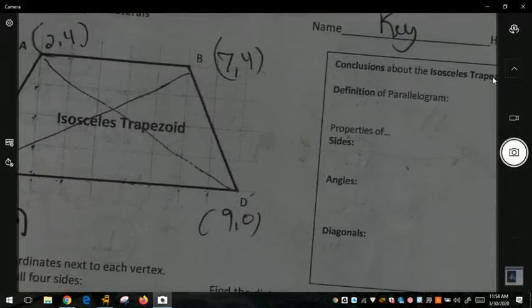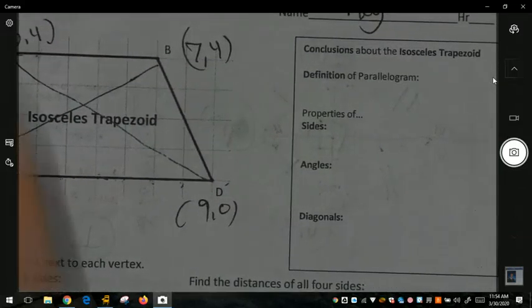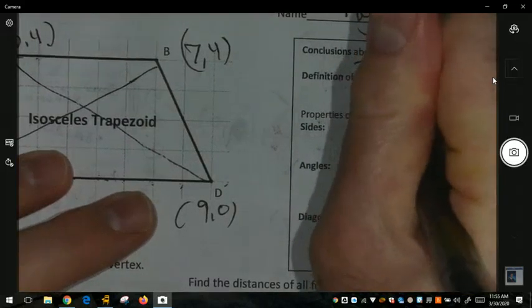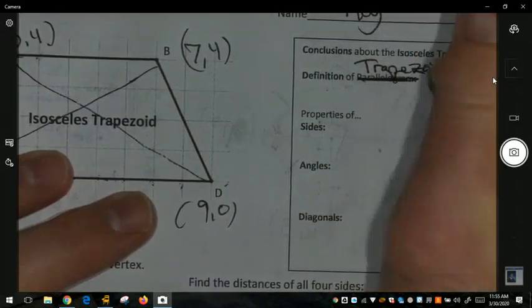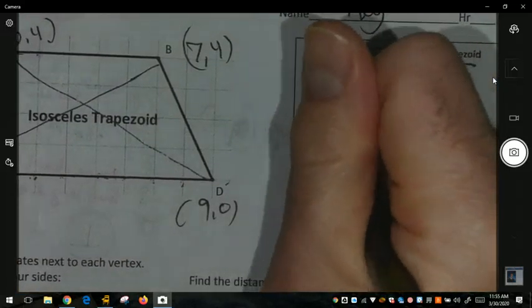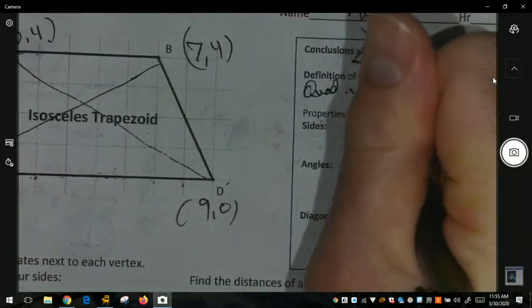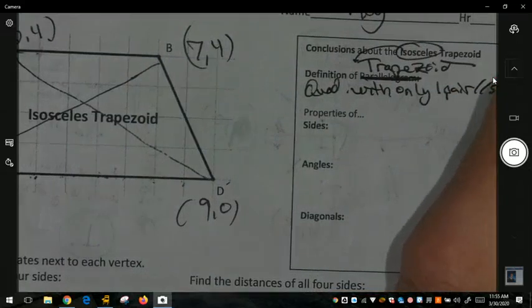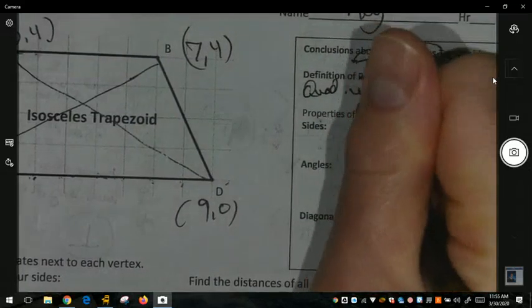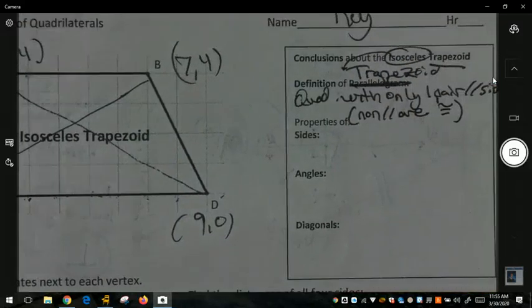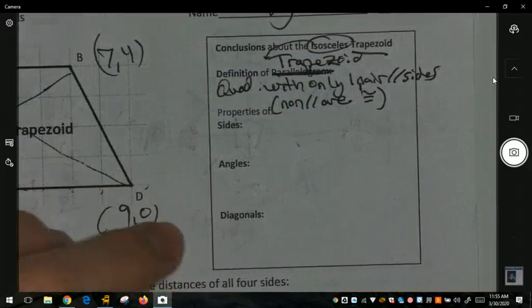And the very last shape that we looked at in our exploration was the isosceles trapezoid. The definition of an isosceles, well, we're not going to do isosceles, we're just going to do the definition of trapezoid. The definition of a, well, isosceles trapezoid, we might as well do that too. Isosceles trapezoid is a quadrilateral with only one pair of parallel sides, and the non-parallel sides are congruent. That's what makes it isosceles.